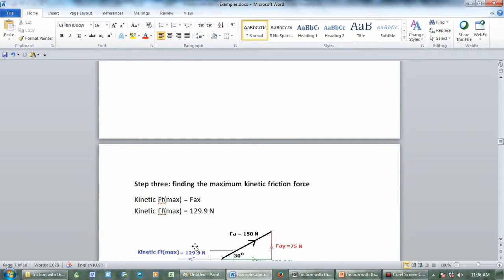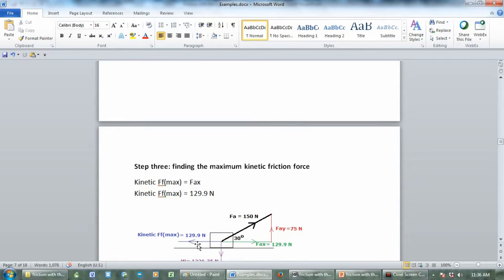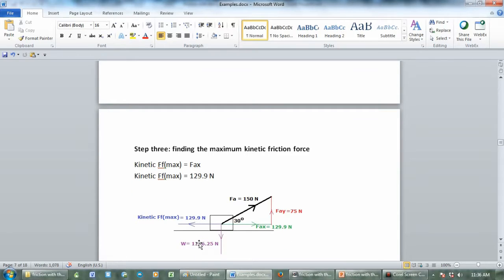Step 3. Finding the maximum kinetic friction force. Since the object is moving at constant velocity, then we know the maximum kinetic friction force equals the horizontal component of the applied force. So the maximum kinetic friction force equals 129.9 newtons.